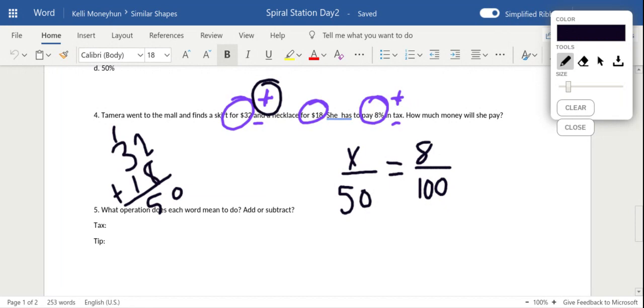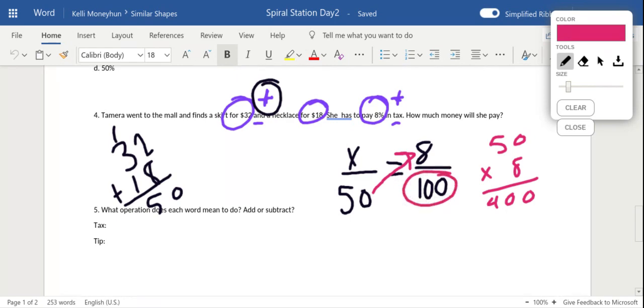Okay, now that I have that, I'm going to go ahead and solve my proportion. So multiply across. 50 times 8. 8 times 0 is 0. 8 times 5 is 40. 400. 400 divided by 100 is 4. Okay, don't forget you can do the division trick if you want.